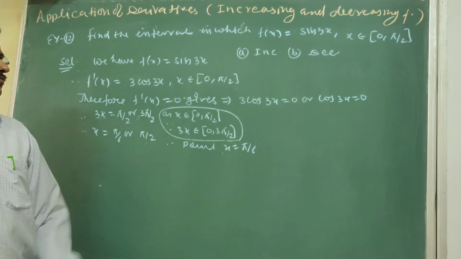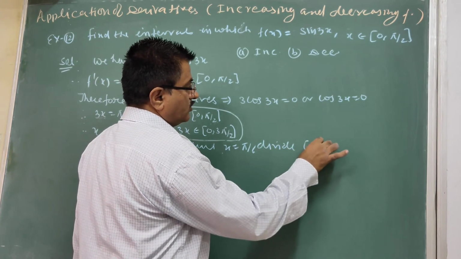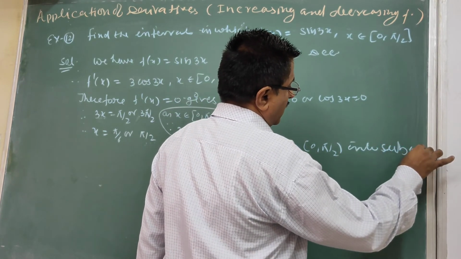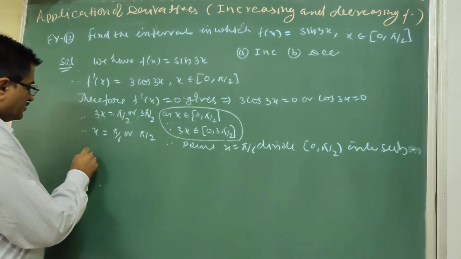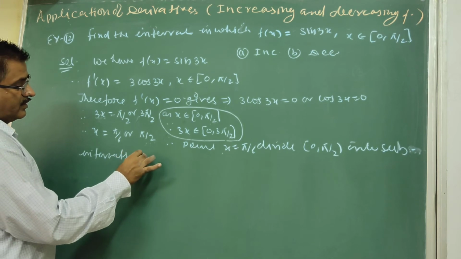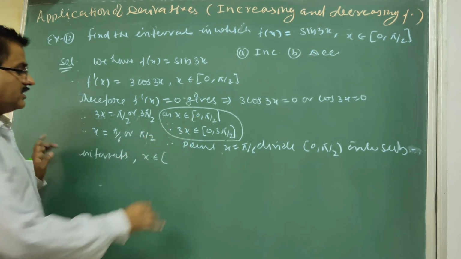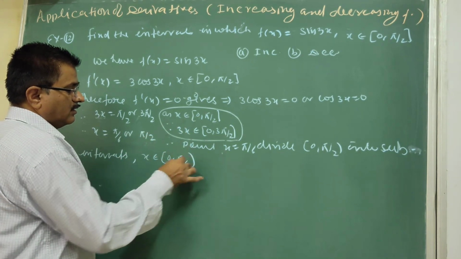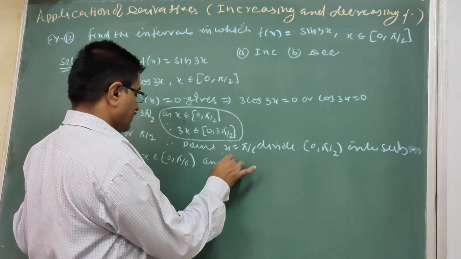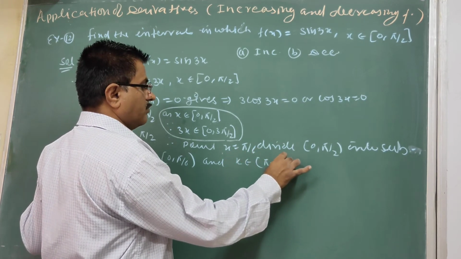So only the point x equal to pi by 6 divides 0 to pi by 2 into sub intervals. Which ones will they be? x belongs to 0 to pi by 6, and x belongs to pi by 6 to pi by 2.